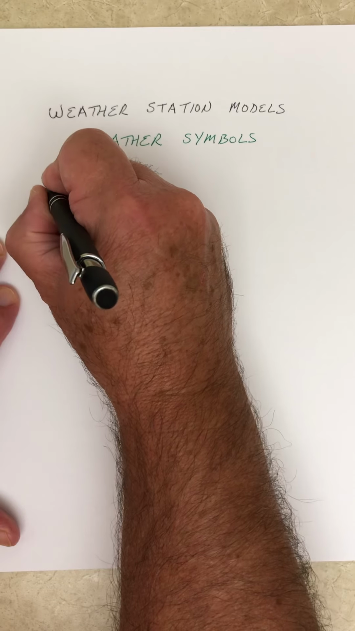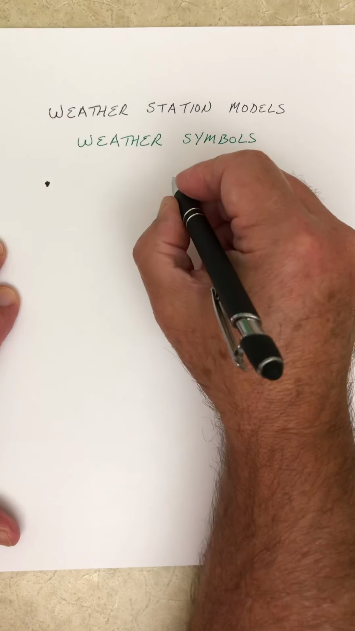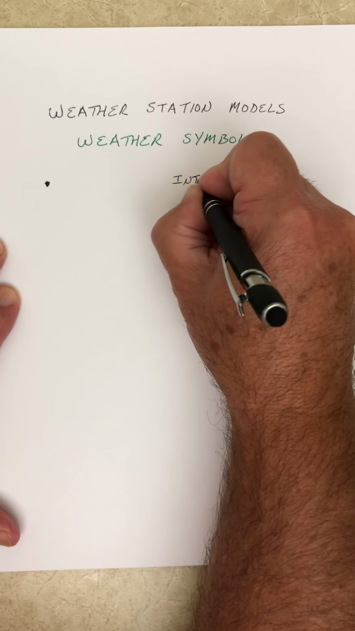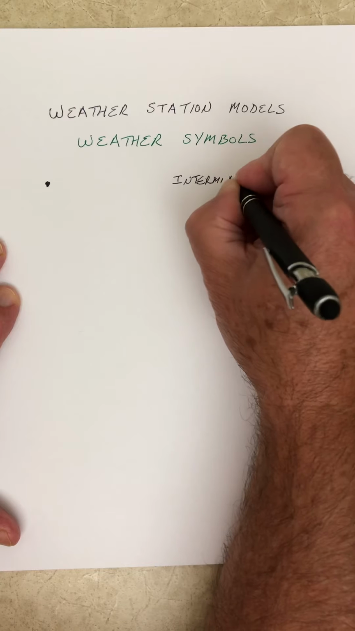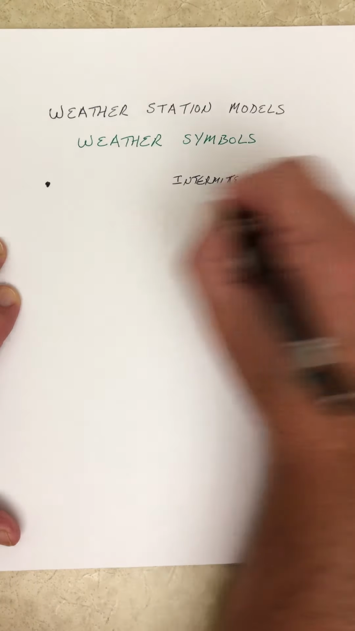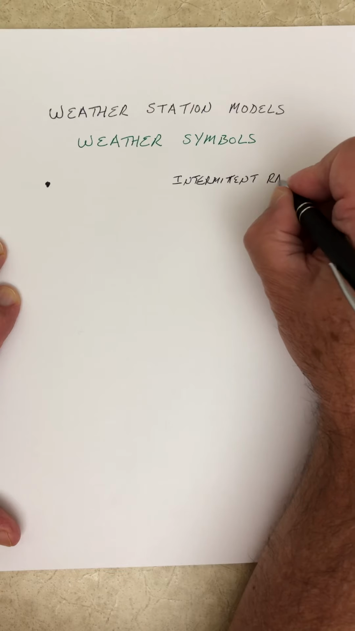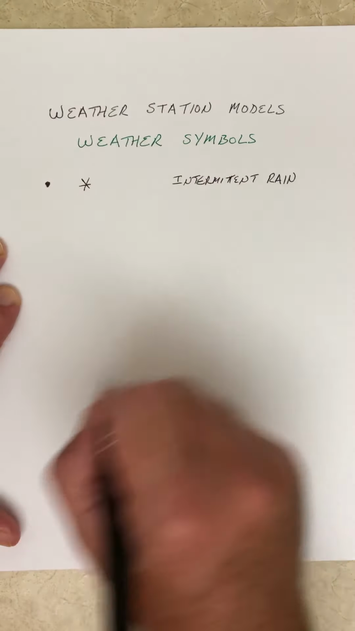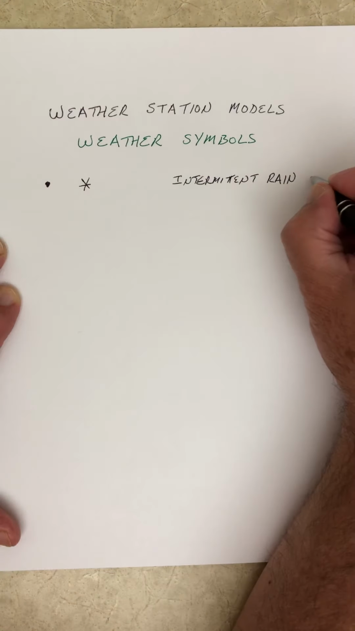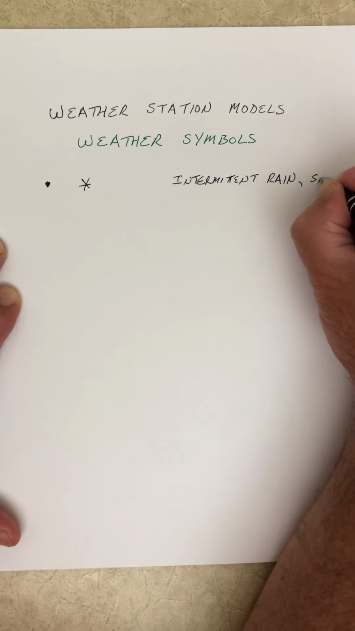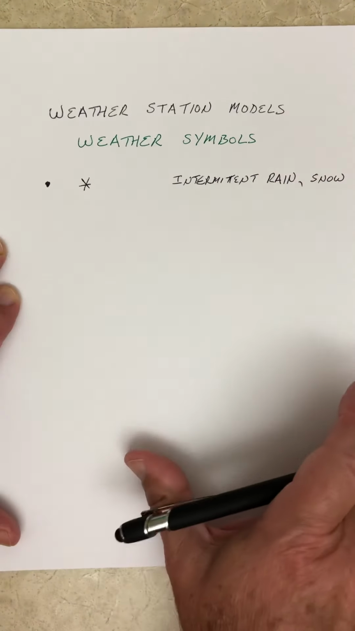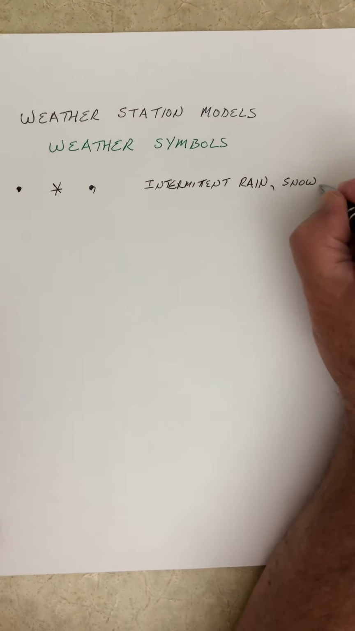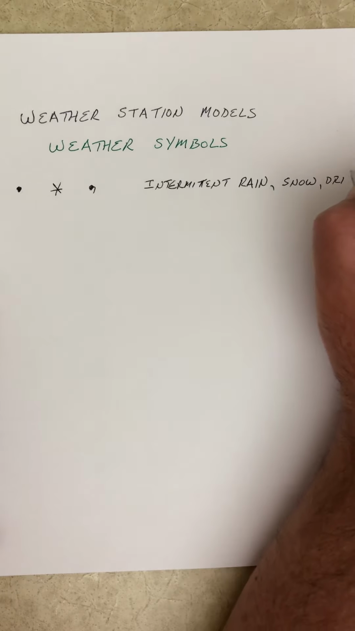Basically, a dot indicates intermittent rain. So the dot represents the rain. If it is an asterisk, just a single asterisk, that would be snow. And if it is a comma, that would be drizzle. And I should have left myself more room here.